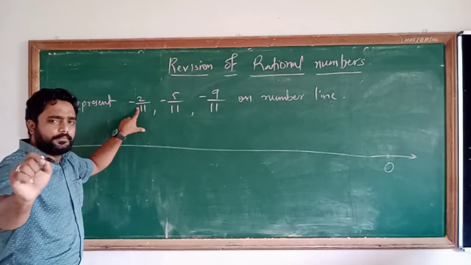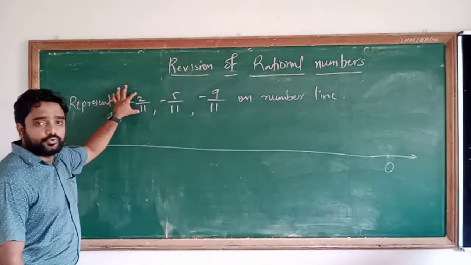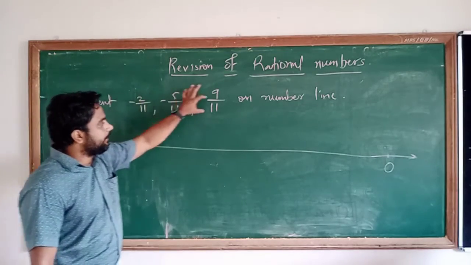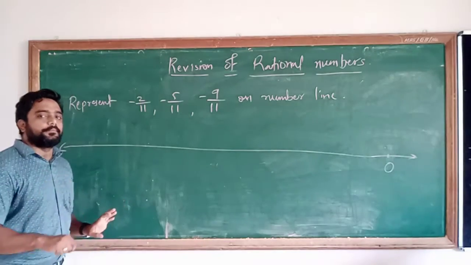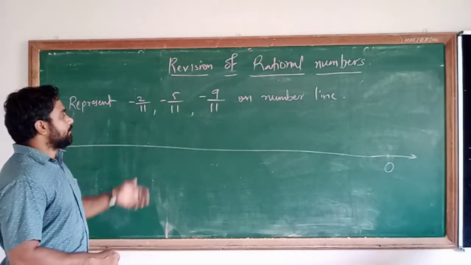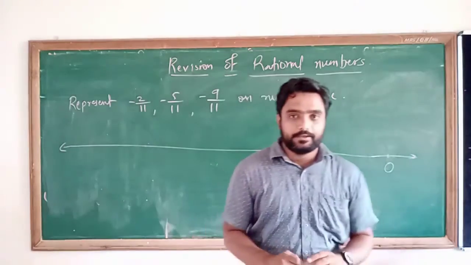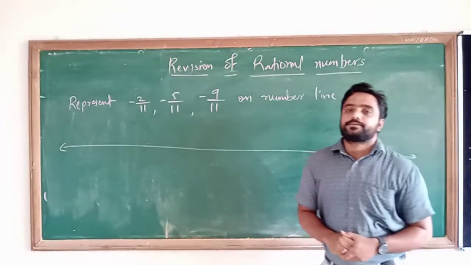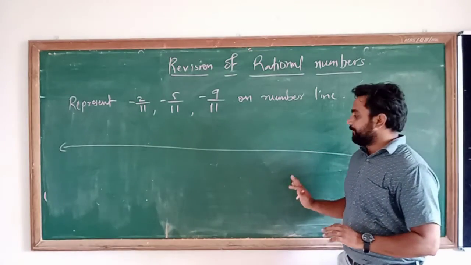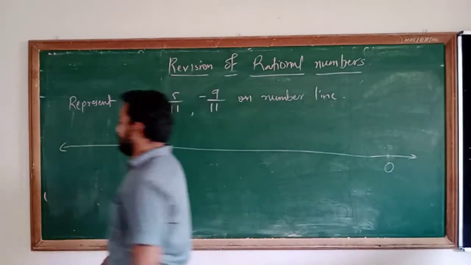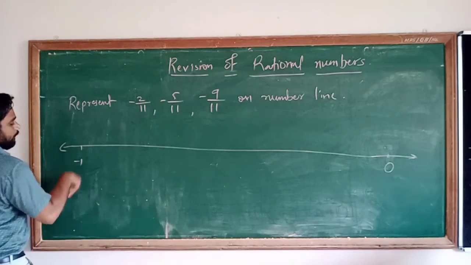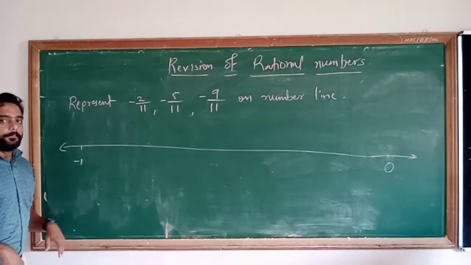Don't think about the minus. Just check 2 upon 11, 5 upon 11, and 9 upon 11, and use the same method which I explained, the denominator and the numerator. Compare both of them. If the denominator is greater than the numerator, that means the number lies between 0 and, since it is a negative number, -1.